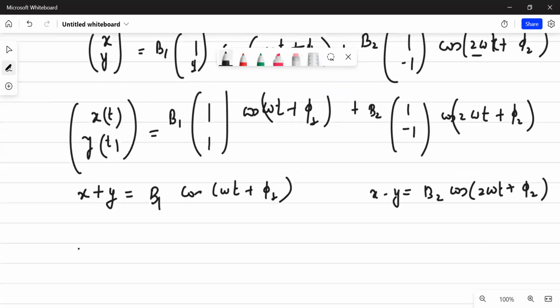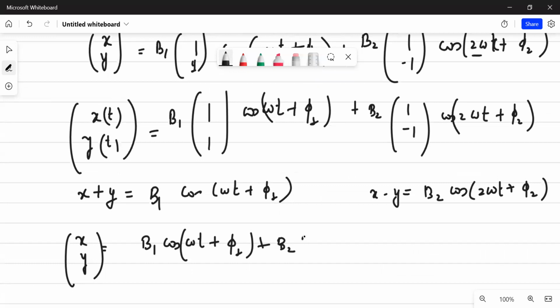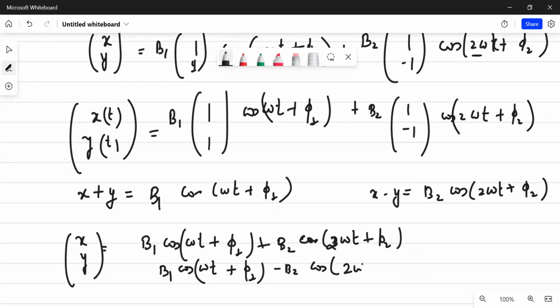So understand the point that this is your x, this is your y. This is b1 cos(omega t plus phi 1) plus b2 cos(2 omega t plus phi 2), and then you have b1 cos(omega t plus phi 1) minus b2 cos(2 omega t plus phi 2). So now add x plus y. Take x plus y by 2 and x minus y by 2. So x plus y by 2 would be b1 cos(omega t plus phi 1), and x minus y by 2 would be b2 cos(2 omega t plus phi 2).